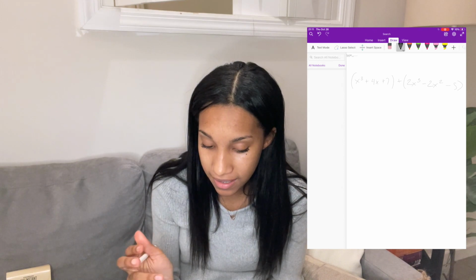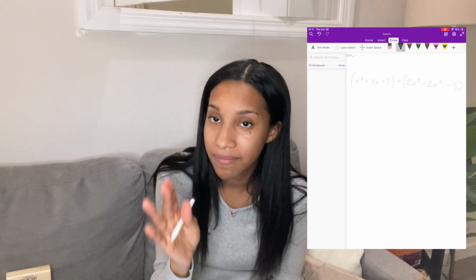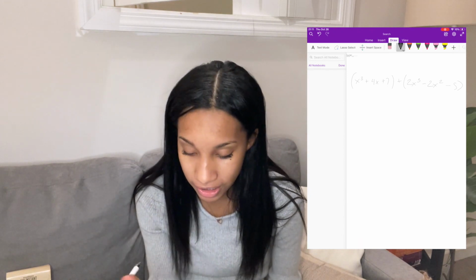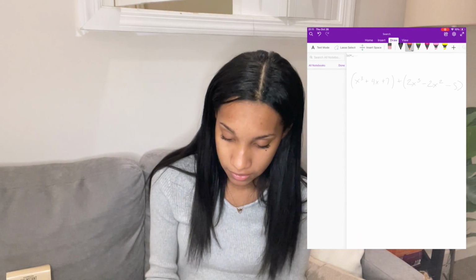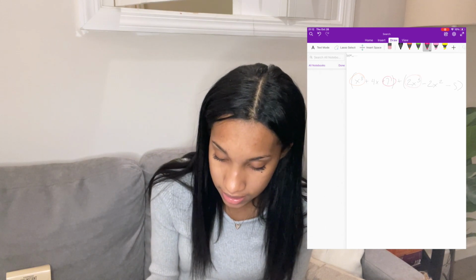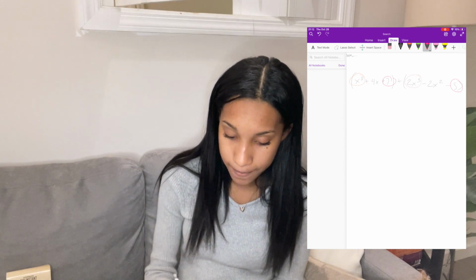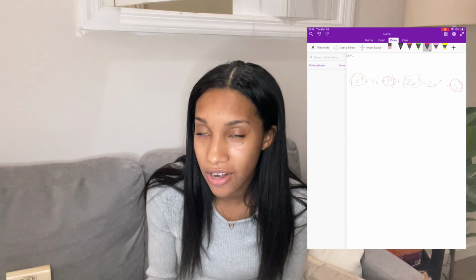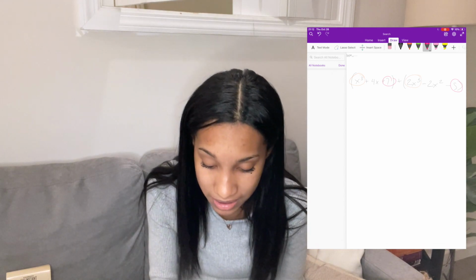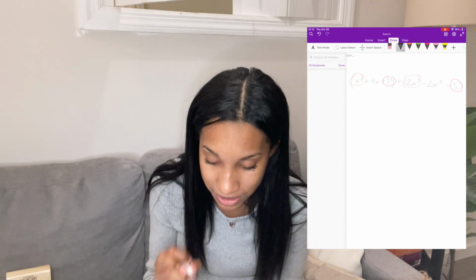Anything that has x to the 3 is a like term. Regular, plain numbers are like terms. So I'm just going to circle our like terms. These are like terms. These are like terms. The reason 4x and negative 2x squared are not like terms is because they have different exponents, so those are going to be different terms. So you put them together.